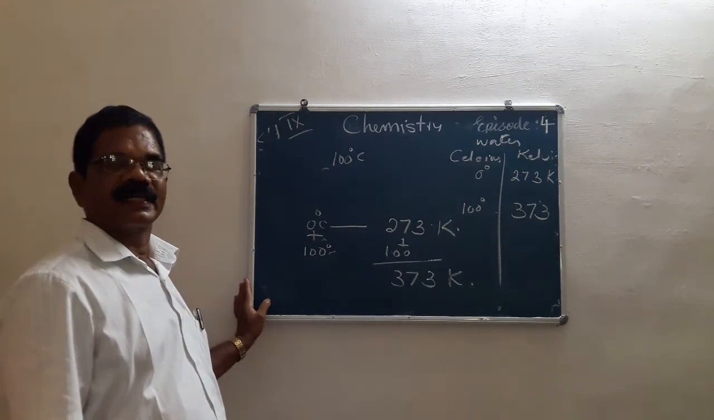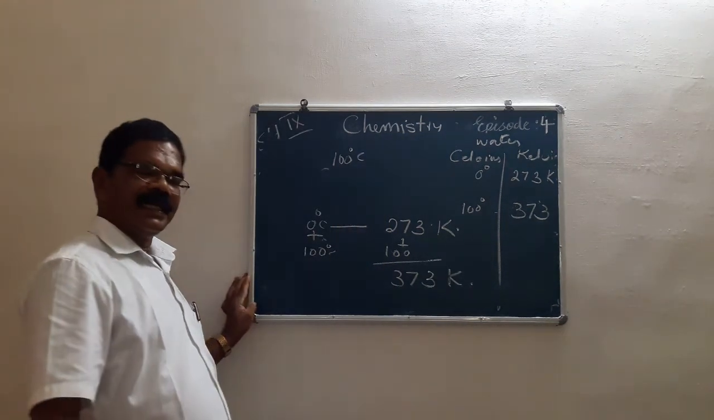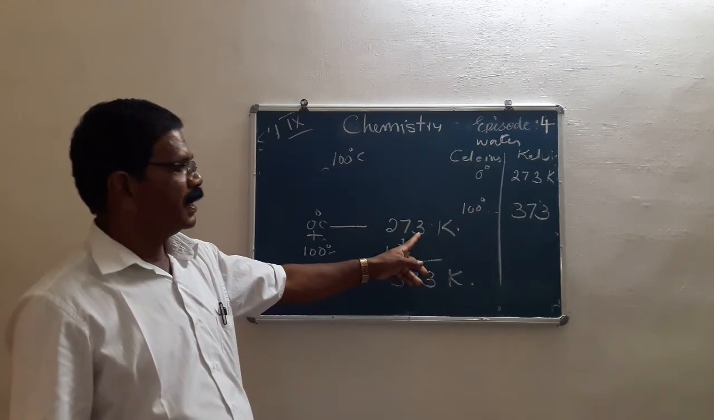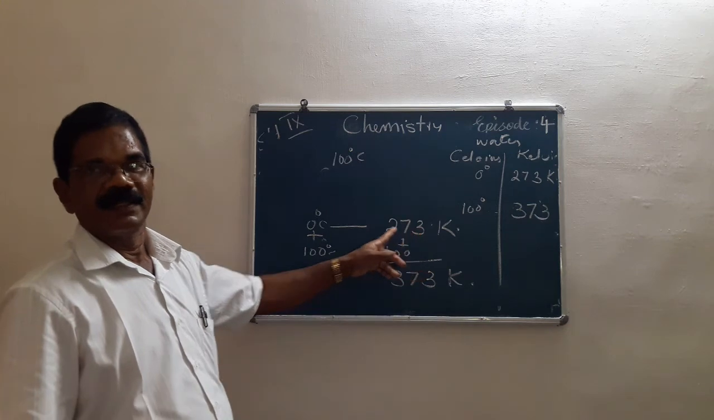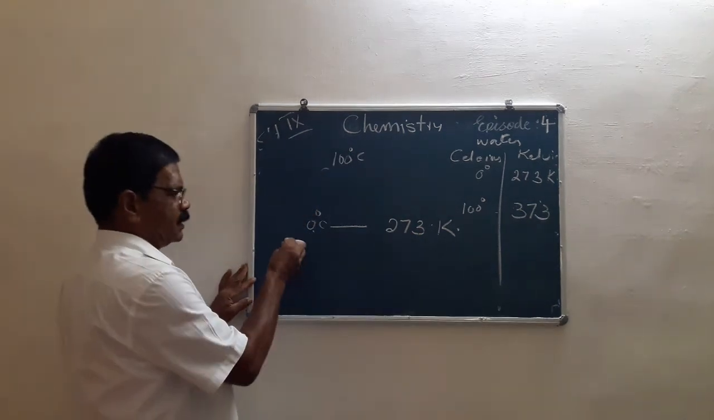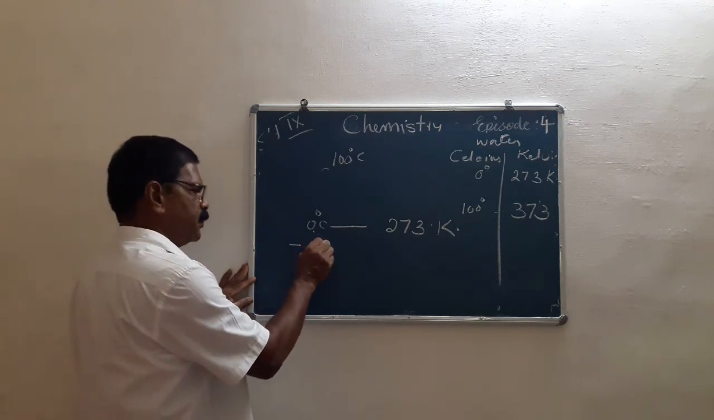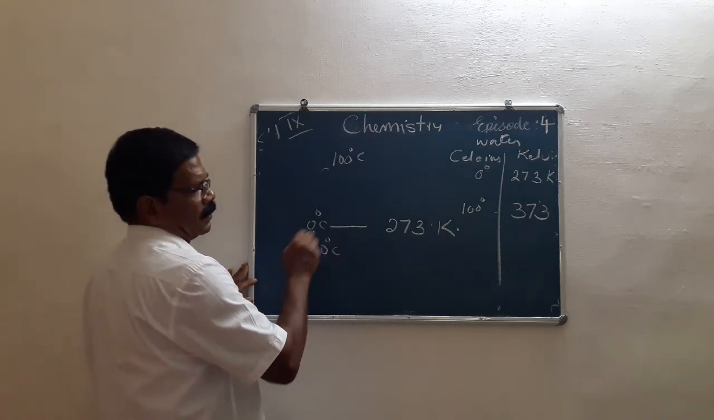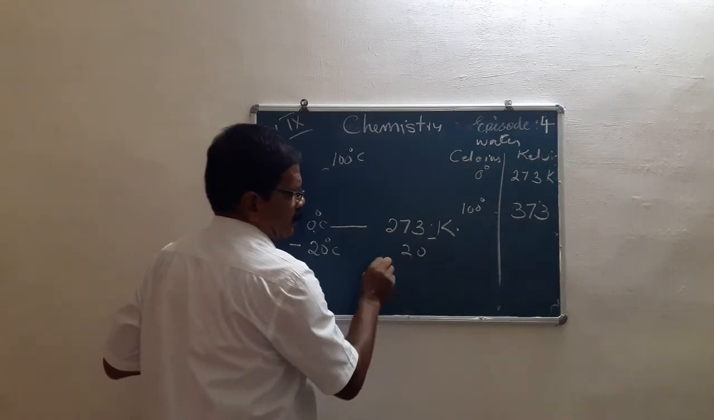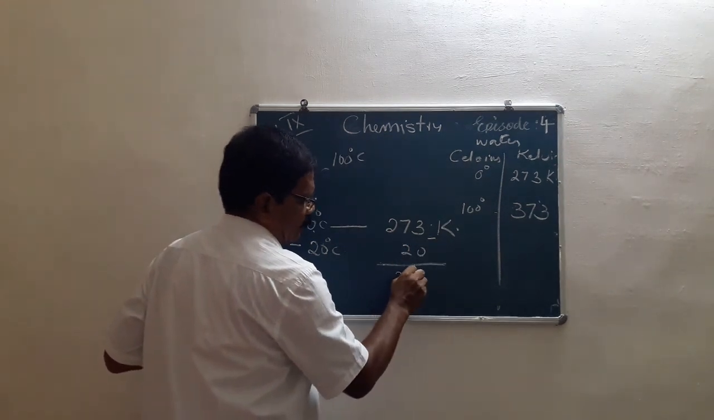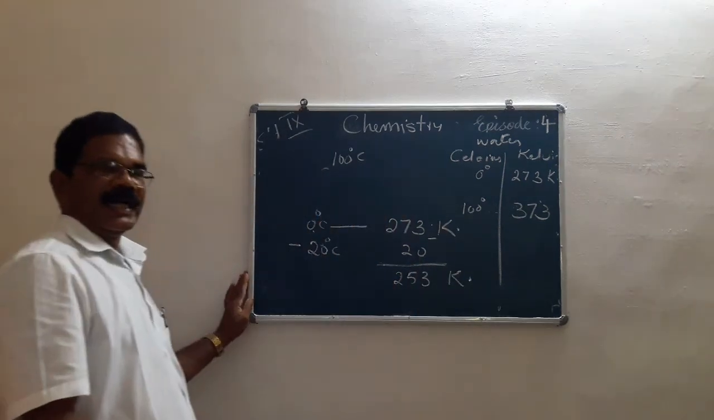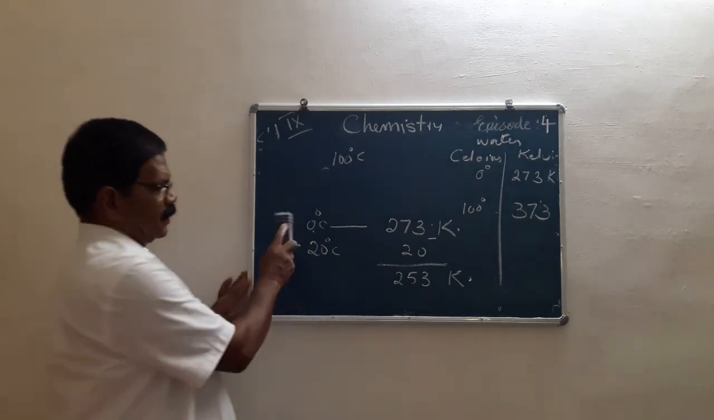Then to convert any temperature from degrees Celsius to the Kelvin scale, you add 273. The temperature of an ice is minus 20 degrees Celsius. In the Kelvin scale, it is 273 minus 20, which is 253 Kelvin. Do you know how to find out the reason?